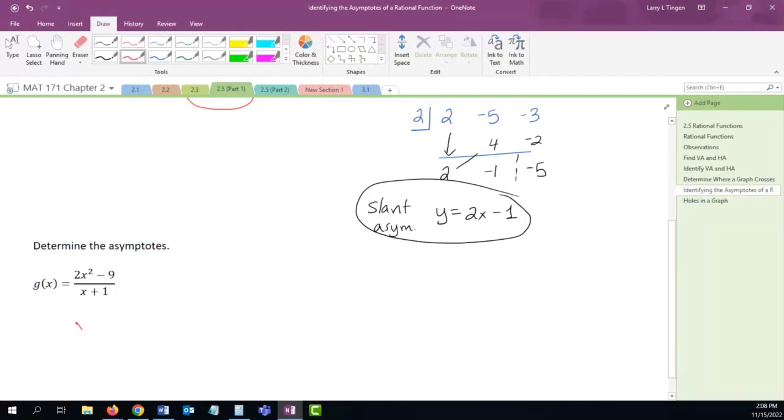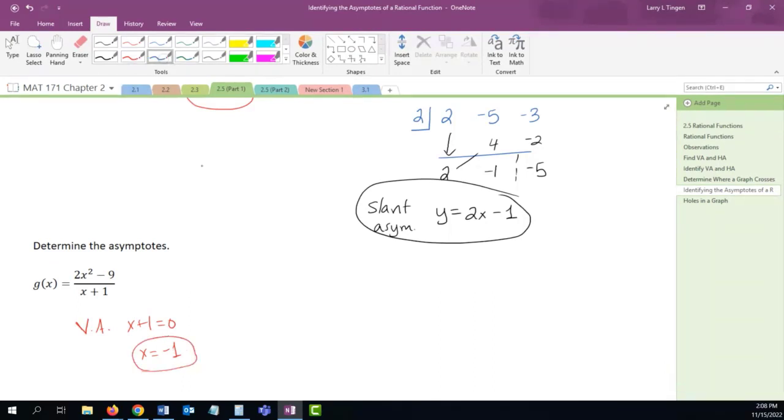So for the vertical asymptote, take the denominator, set it equal to 0, and solve. If you want to check to make sure that the numerator and denominator don't share a factor, plug in negative 1. I found that negative 1 makes the denominator go to 0. Negative 1 is not going to make that numerator go to 0, so you don't have to worry about 2x squared minus 9 breaking into an x plus 1. So I got a vertical asymptote.